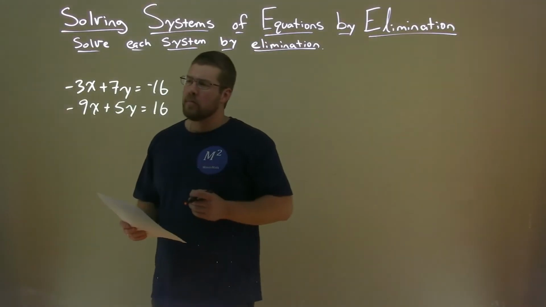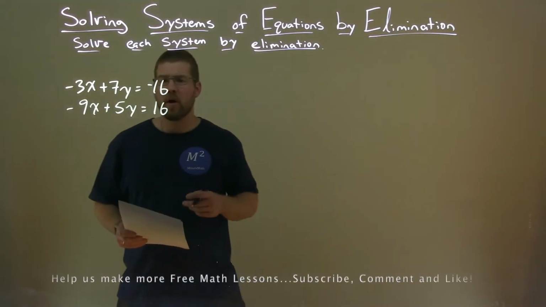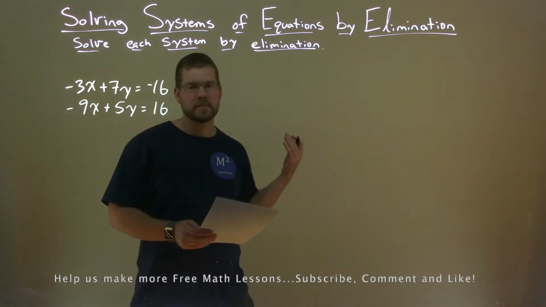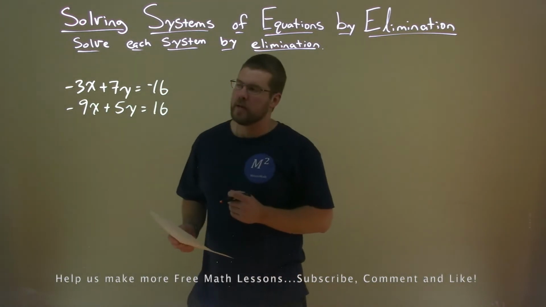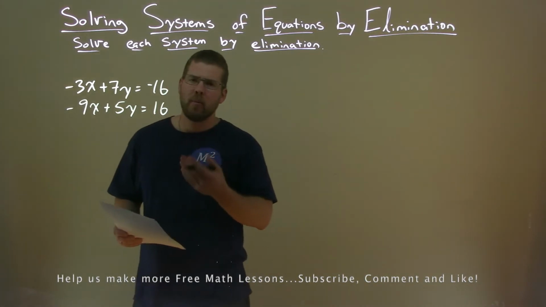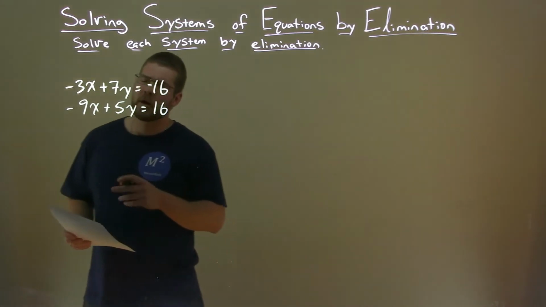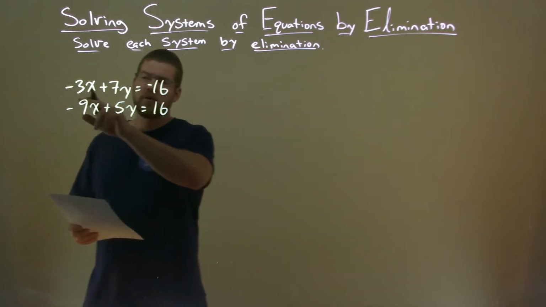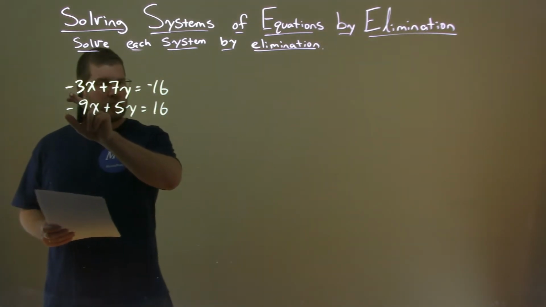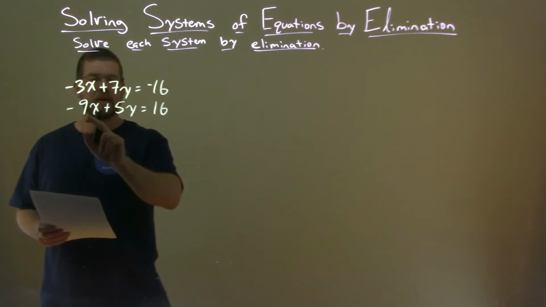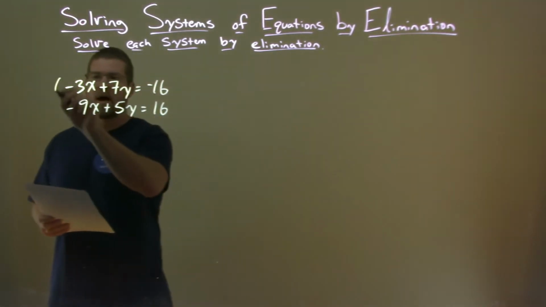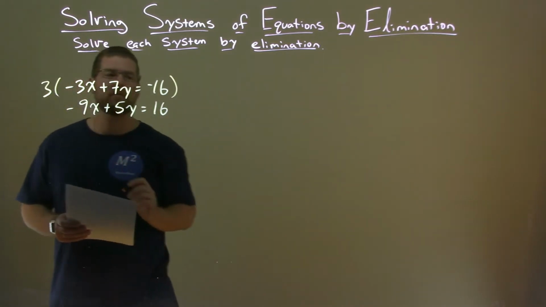We're given this problem, negative 3x plus 7y equals a negative 16, negative 9x plus 5y equals 16, and we have to solve this by elimination. So what am I going to do here? Well, I see the negative 9x and the negative 3x. They're pretty close. If I multiply the top part by a positive 3, we'd have 9x and negative 9x, add them up, they eliminate each other. So we're going to take the top equation and multiply it by a positive 3.